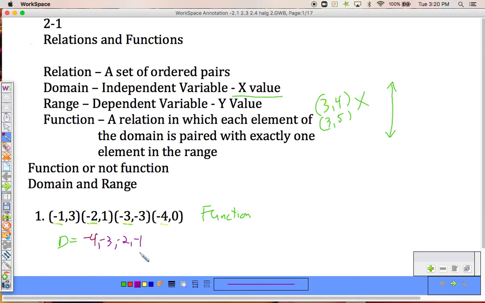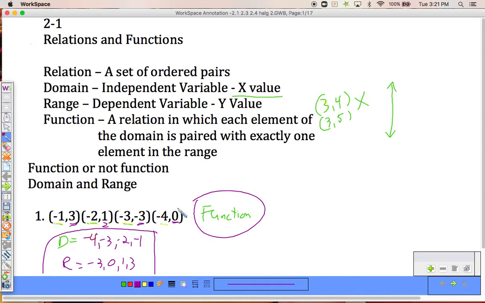When you see these, you're going to see these all different ways with some brackets, some braces, all these different things. As long as you understand that they're the same, I'm okay. Now my range in order is -3, 0, 1, and 3. So here's my domain and range, my x values for domain, range for y values. And since it passes the idea that you can't have the same x more than once, it is a function.